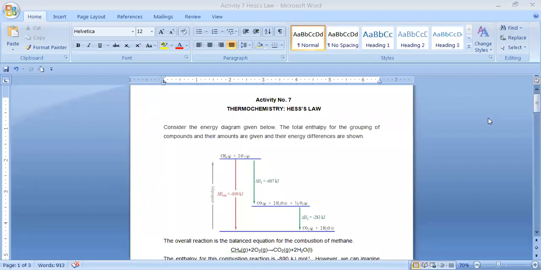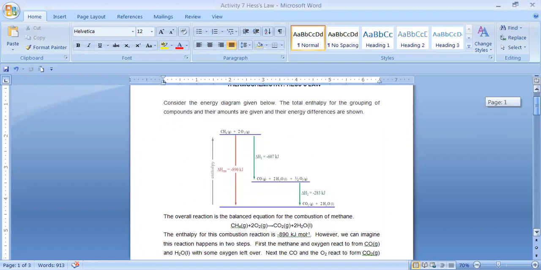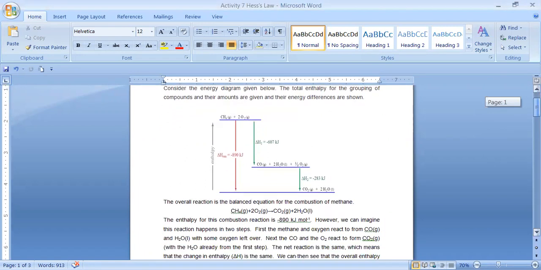Hello everyone. So your next activity is the thermochemistry Hess's law. Consider the energy diagram given below. The total enthalpy for the grouping of the compounds and their amounts are given and their energy differences are shown. Here, the overall reaction is a balanced equation for the combustion of methane. The enthalpy for this combustion reaction is negative 890 kilojoule per mole. You can also see this one on the energy diagram.